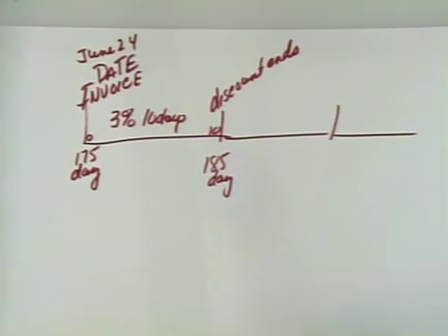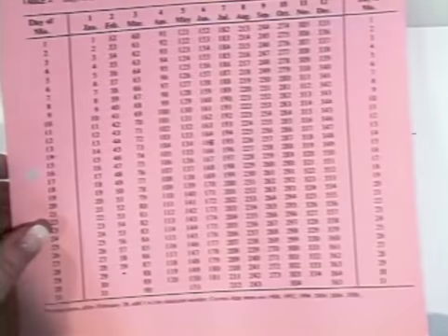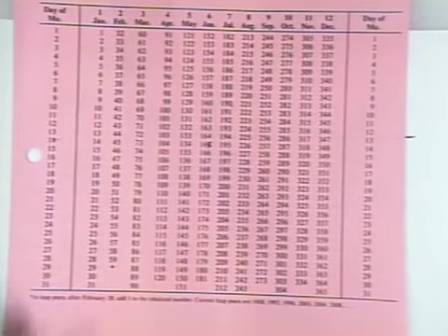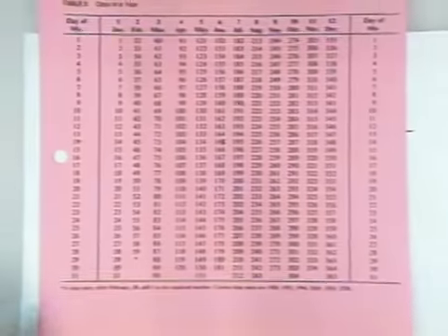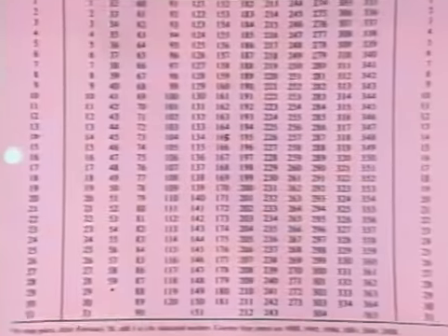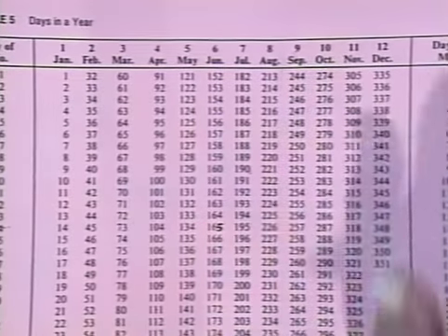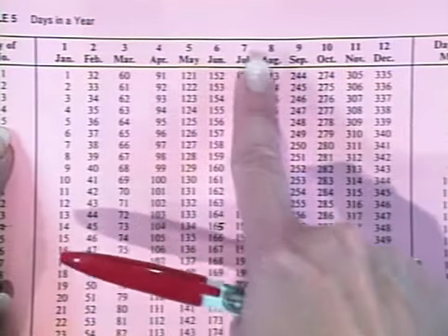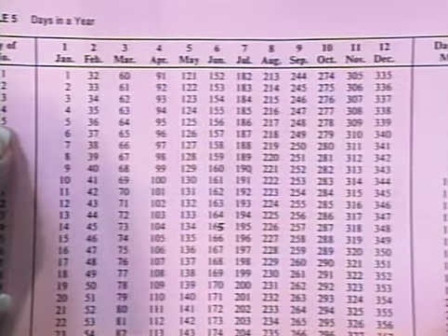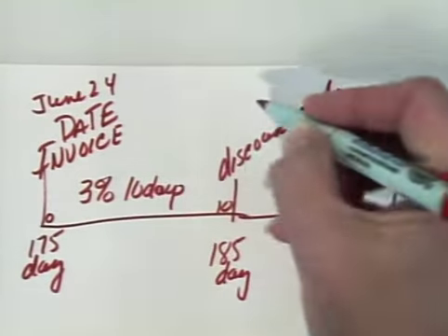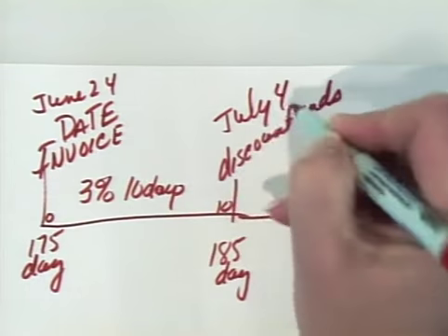So I need to go back to my table of days. This time I'm going to find day... You can see why this is a separate sheet of paper. You don't want to use the one in your book. I'm going to sneak this back in close. I need to find day 185, July 4th. Are you with me? Okay. Discount ends on July 4th.